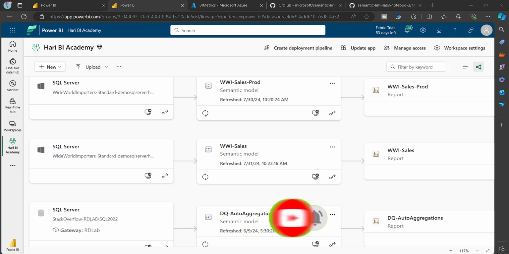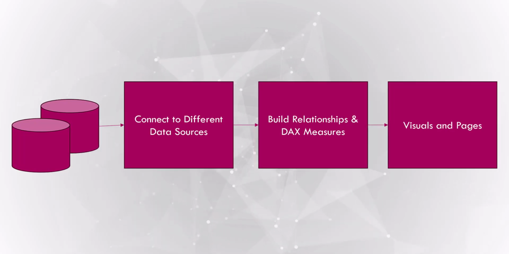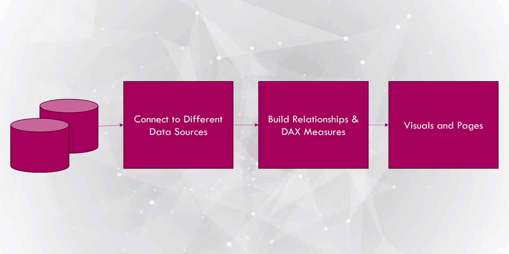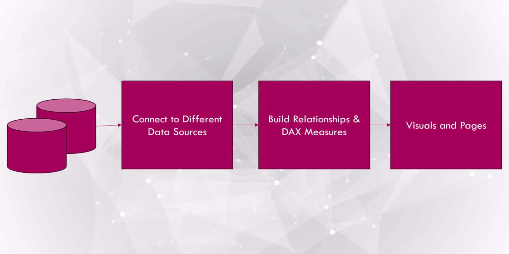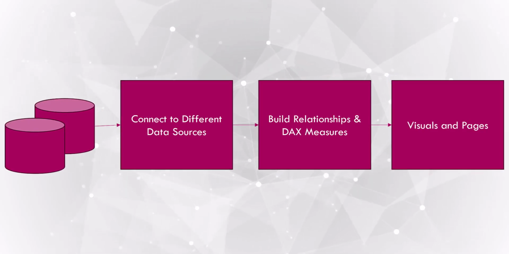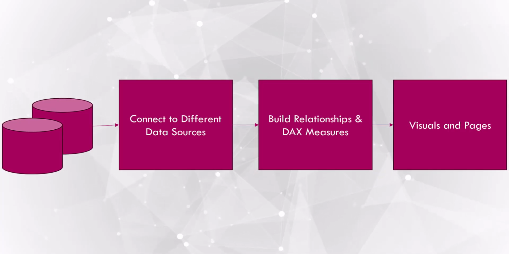Let's get started. Let's discuss Power BI projects. The typical Power BI project is nothing but creating a Power BI semantic model by connecting to different data sources, taking the tables or views, creating relationships, creating DAX measures, and on top of that creating reports and visuals. So this is a typical Power BI development project.